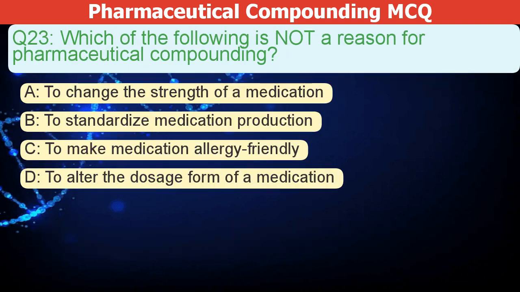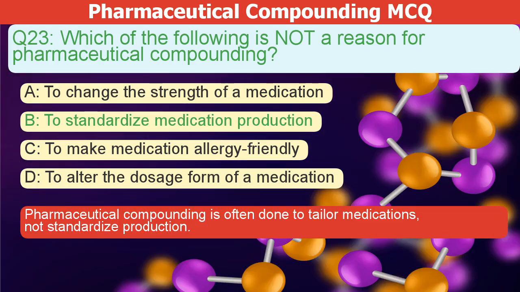Which of the following is not a reason for pharmaceutical compounding? A. To change the strength of a medication. B. To standardize medication production. C. To make medication allergy friendly. D. To alter the dosage form of a medication. The correct answer is B. Pharmaceutical compounding is often done to tailor medications, not standardize production.